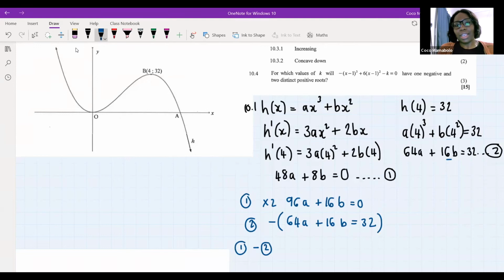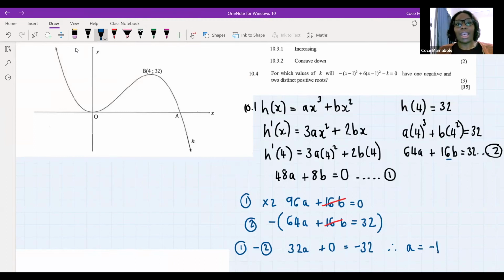Minus it. 96 minus 64 should give me 32a, and this will cancel. 16b minus 16b will go away. And then I'm going to get all of that plus 0 is equal to 0 minus 32, which will give me negative 32. And therefore my a is equal to minus 1.